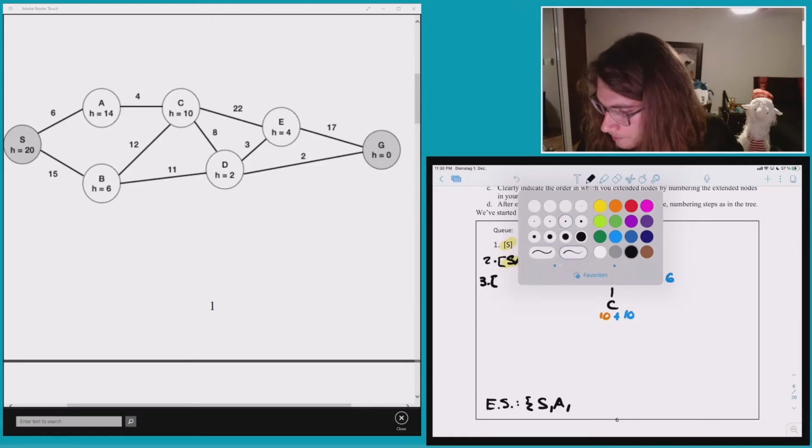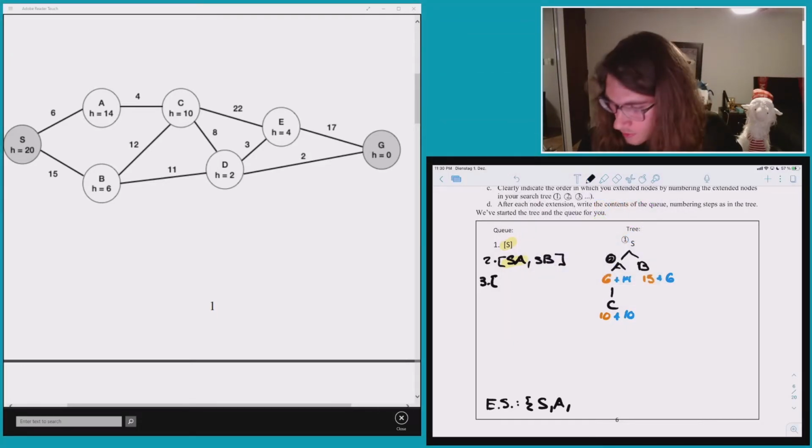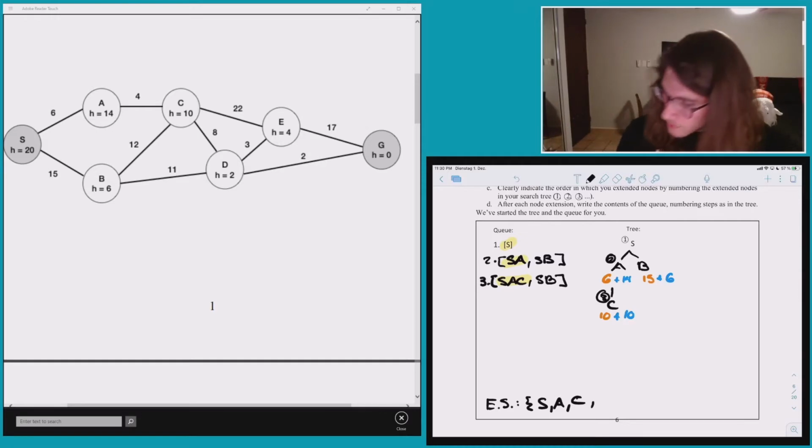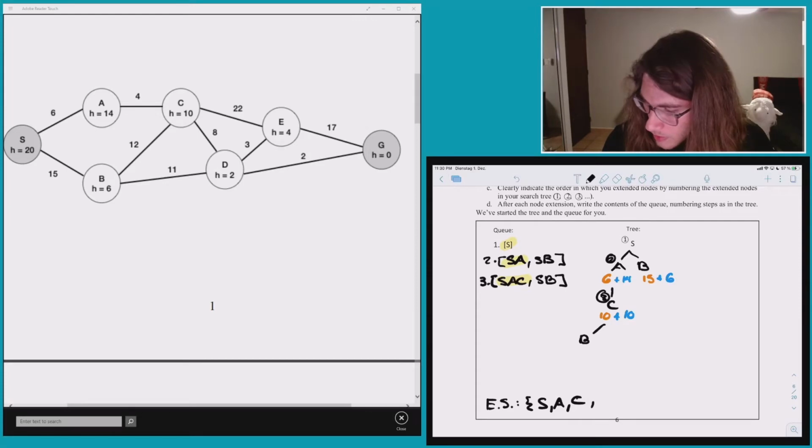Let's see, where was I? SAC, which would mean SAC is next on the queue because SB is 21, a total score of path length plus heuristic. Moving on, I pop SAC off the queue. I added a little 3 here. C is on the extended set now. And I expand it out to B, D, and E.